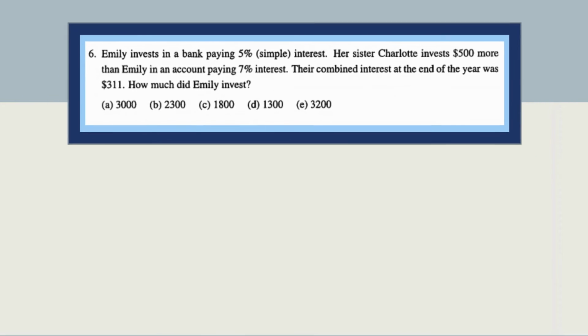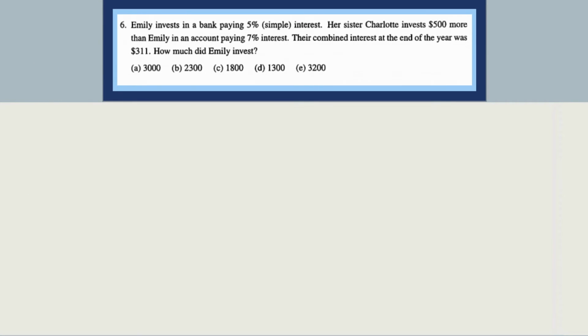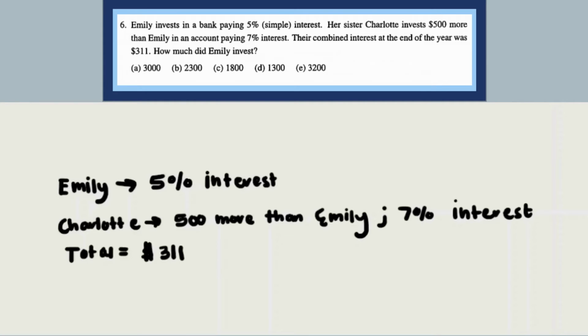So I'm going to write down some important information that I gathered from this problem. Alright guys, so I wrote down all the information that was important for this problem. One thing I took note of is that Emily invested at 5% interest. And then it said Charlotte invested $500 more than Emily at 7% interest, and also their combined total was $311. And it's wondering how much did Emily invest? So basically, the spotlight is on Emily. It's all about Emily, okay?